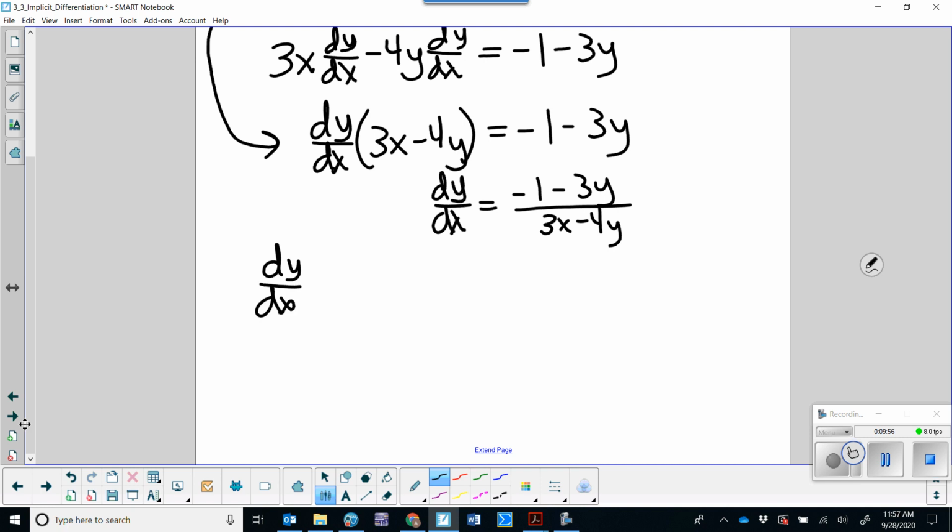So I want to find dy/dx evaluated at (1, 1). And so I'm going to plug in, easy here, 1 for x and 1 for y. So I have -1 minus 3 over 3 minus 4, which is going to give me positive 4. So that's going to be my derivative evaluated at (1, 1).